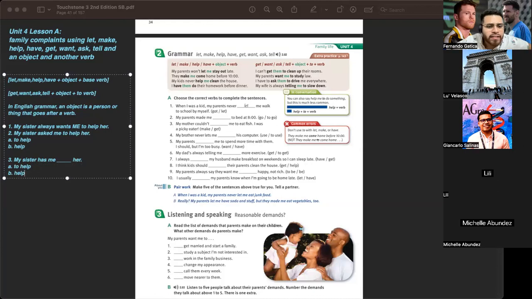My sister has me to help her or has me help her? What is correct? A or B? A. Has me to help? No. Nope. Look at the formulas.